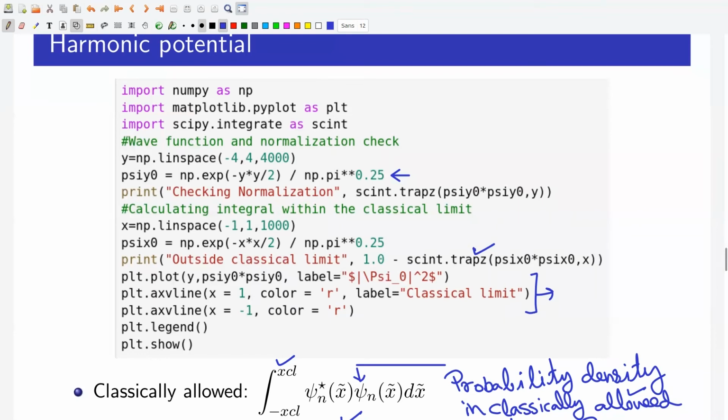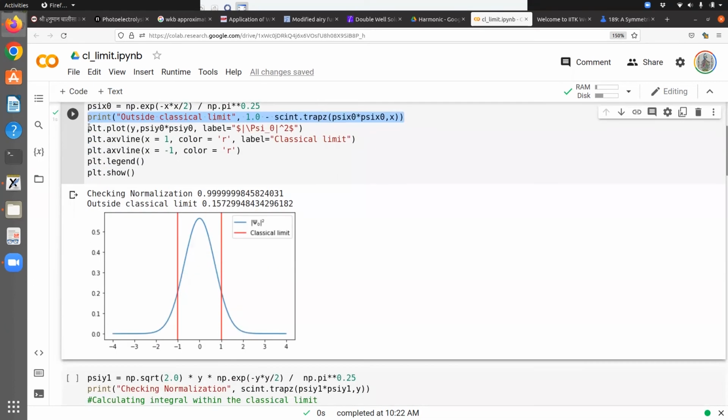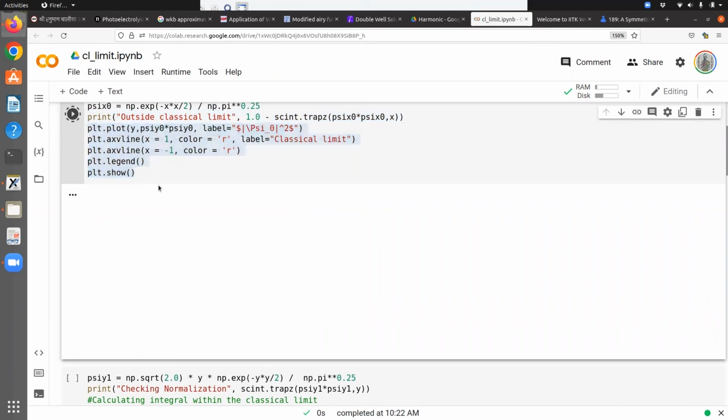Let us run the code and see some output. So this is how the code looks like. This is where we check the normalization. And then this is where we calculate the integrated probability density within the classically allowed and classically forbidden region. And this is where we plot the wave function. So let us run it.